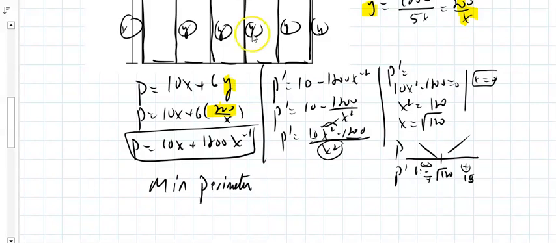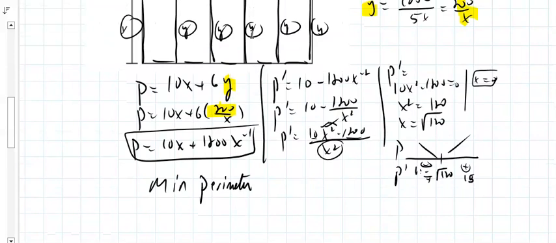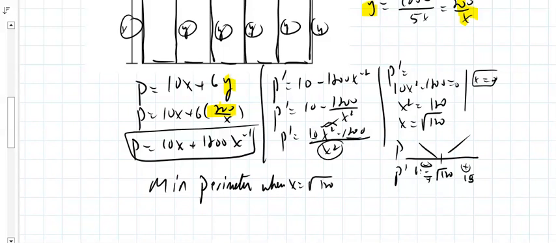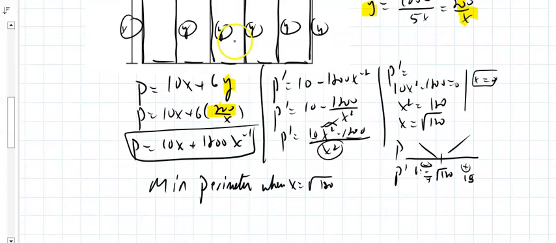And do they want the smallest perimeter or the dimensions? What are the dimensions? We have minimum perimeter when x is square root of 120, and that is in, what is that, feet? Meters.